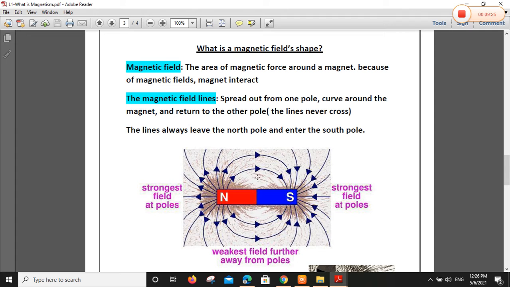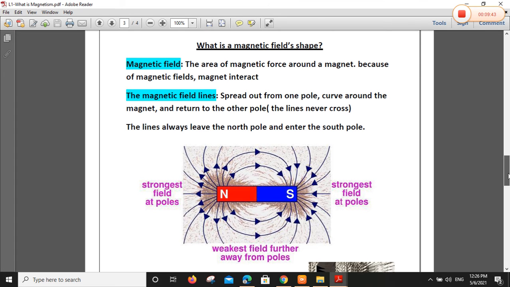But weakened. They are weakened at the center. Yes. The lines always leave north and enter south. The lines leave the north and move toward south, or enter south.